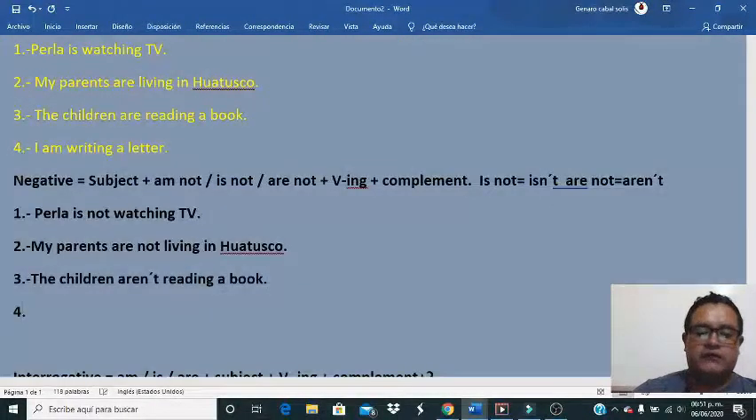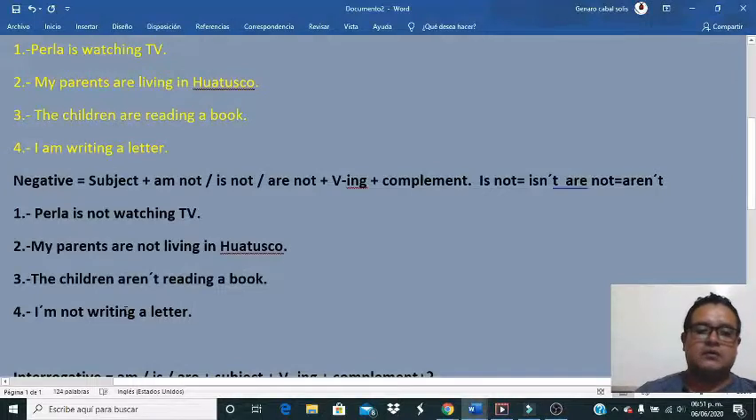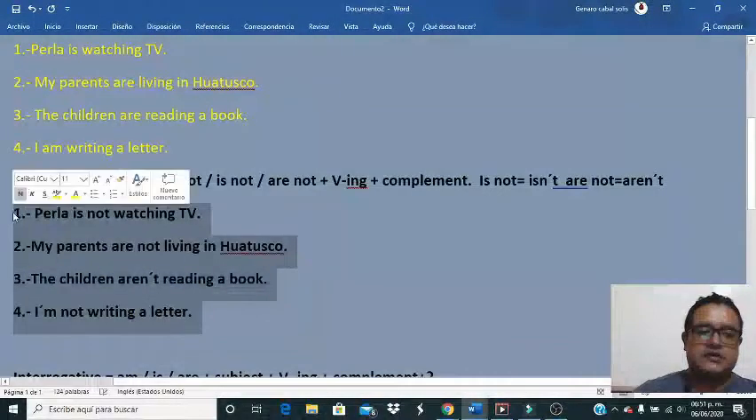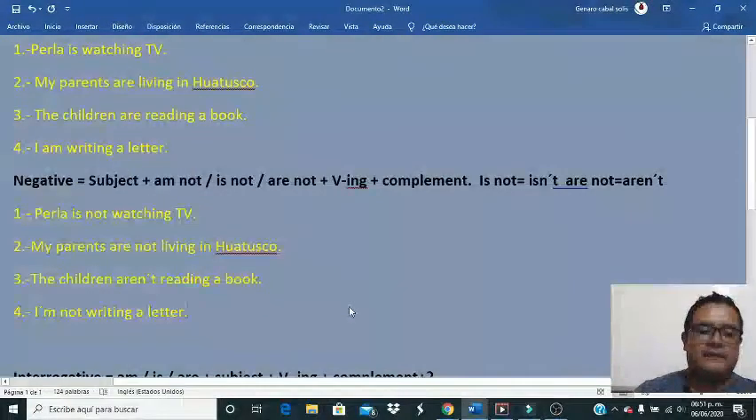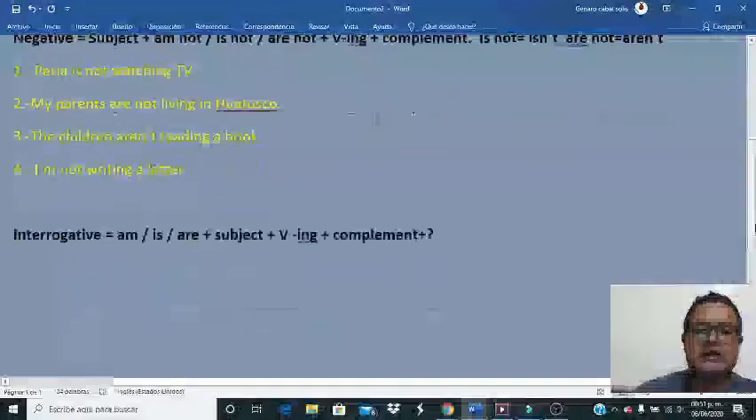And finally, number four. So it is going to be, I am writing a letter. So it is going to be, I am not, or here you can write the contraction, I'm not writing, I'm not writing a letter. Yo no estoy escribiendo una carta. So this is the way of the present continuous in negative.